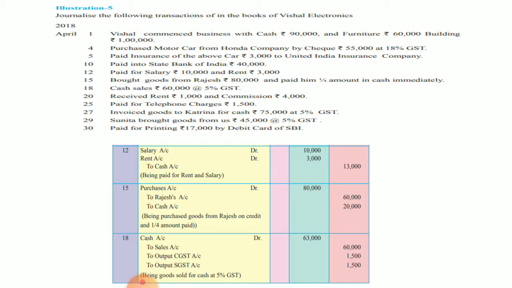Next we will see the next entries, that is on April 12, paid salary rupees 10,000 and rent rupees 3,000. So salary account debit 10,000, rent account debit 3,000, to cash account 13,000, being paid rent and salary. Okay, because rent and salary are expenses when we pay them. So when it is an expense, debit all expenses and losses.